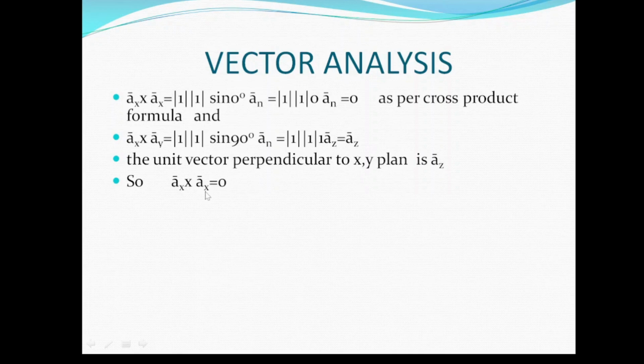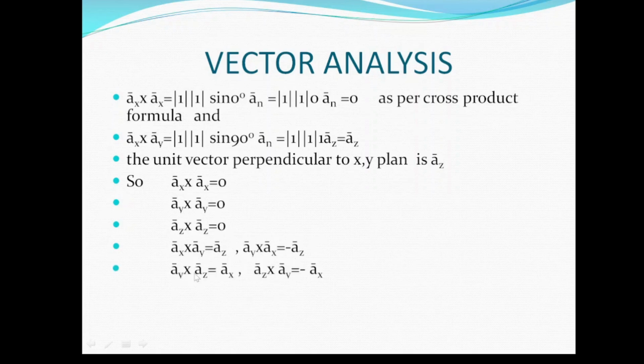Ax cross ax is equal to 0, ay cross ay is equal to 0, az cross az is equal to 0. Ax cross ay is equal to az, and ay cross ax is equal to minus az, if the two are reversed. Ay cross az is equal to ax, if one is along the y-axis and one is along the z-axis, that is the yz plane. The unit vector perpendicular to this yz plane is the x-axis. The same way, az cross ay is minus ax. So az cross ax is equal to ay. Ax cross az is the reverse, minus ay. Like this we can write the multiplication of unit vectors.